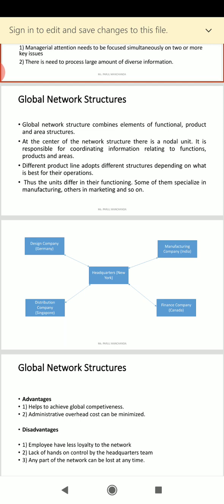if we talk about the diagram on the next slide, what do you observe? There's a company based out of New York, the headquarters are in New York, and they are coordinating with different locations, right? So for the company based out of New York, the different functions are being performed by different companies based in different locations. The designing perspective is being looked upon by the company in Germany. The distribution company is based out of Singapore.